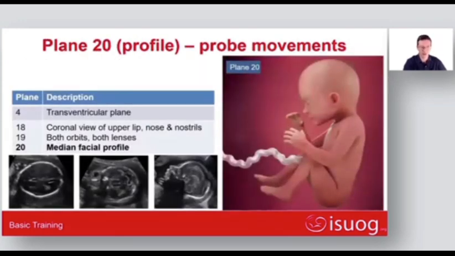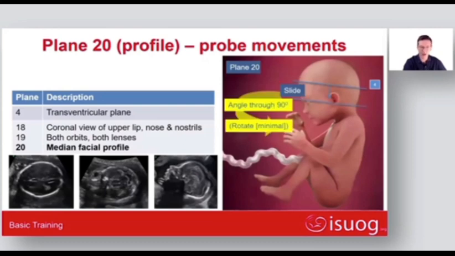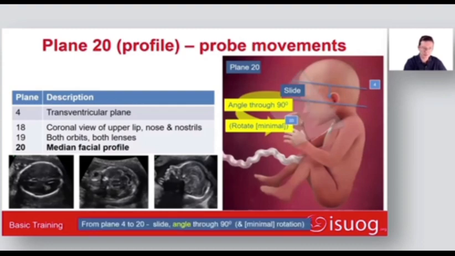Finally, to obtain the facial profile, from the transventricular plane, we slide down to the cerebellum and orbital plane as we did to look at the lip. Then we angle through 90 degrees to produce the mid-sagittal section. And we need to ensure that there is an imaginary line between the forehead, the chin, and the lips, and all of these elements are in line.